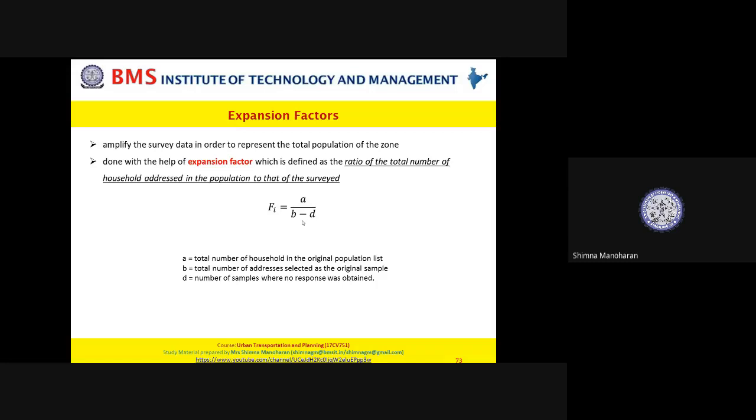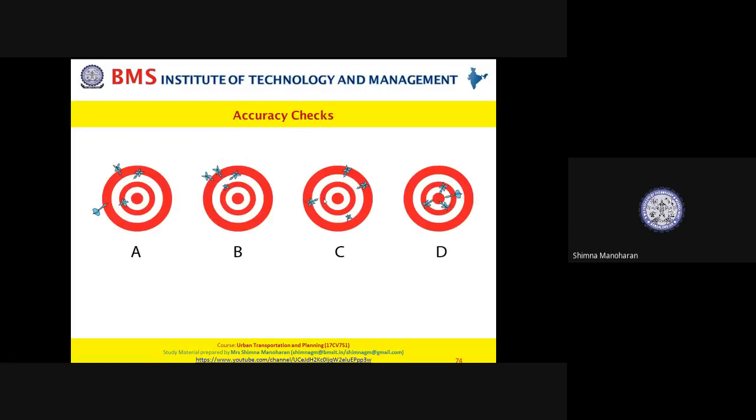And out of that, 5 have not responded. Okay, so 30 minus 5. So it will be 67 divided by 30 minus 5. That is the expansion factor. Okay. So numericals related to that we will be solving in module 3.